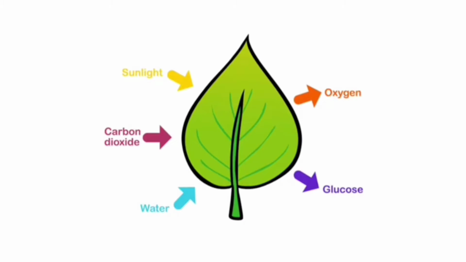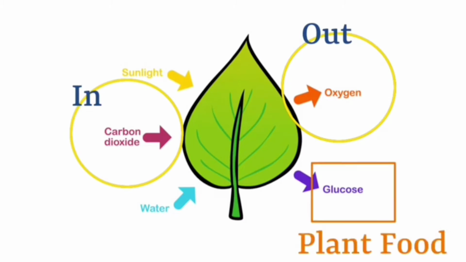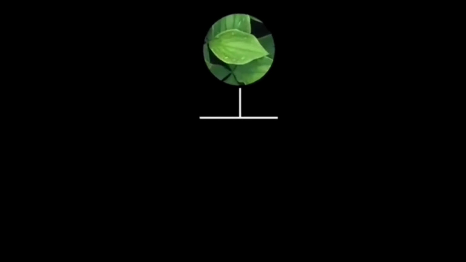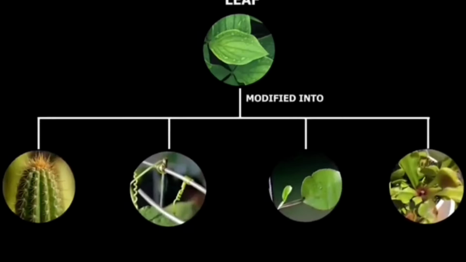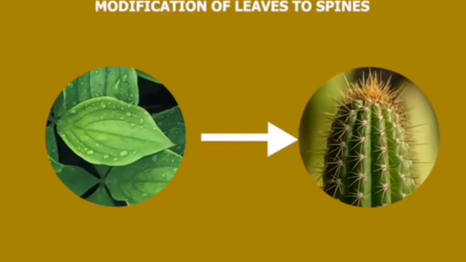Normally, the leaf's purpose is to exchange gases and prepare food for plants. But, in some plants, leaves are modified to perform other functions. In this video, we will discuss modification of leaf into spines, tendrils, phyllodes, and traps. Part 1. Modification of leaves to spines.